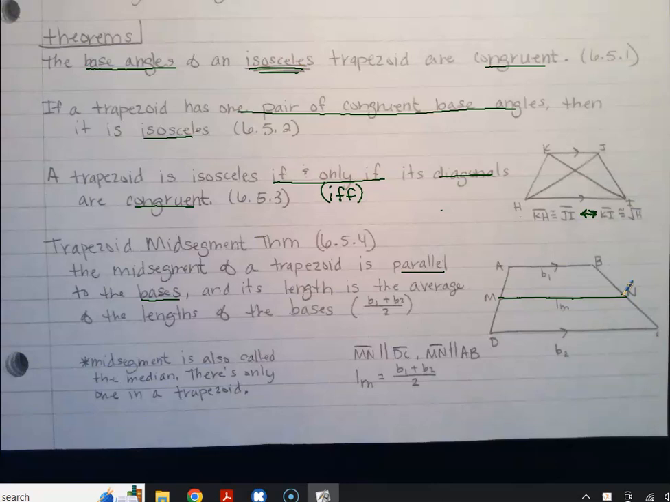Its length is the average of the lengths of the bases. So we're going to take base 1 plus base 2 and divide them by 2 to get the length.